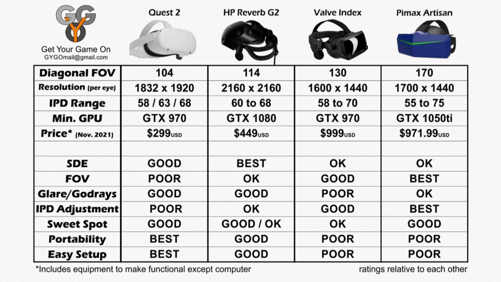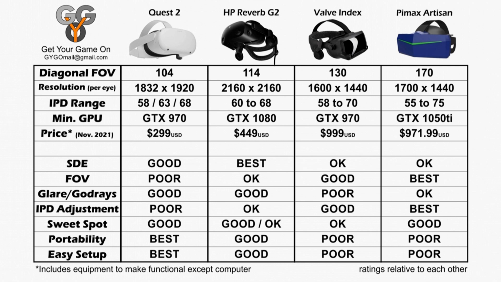And one final note on my ratings down below. These ratings are relative to each headset. It doesn't mean that if something's rated as poor, that it's poor overall. It means it's poor in relation to the other three headsets that we're looking at. So let's real quickly talk about who these headsets are for. The Quest 2 is for the user that's new to VR and doesn't have a computer or has a very low-performing computer, or somebody that wants the ability to play wireless VR if they're willing to put the extra effort in to get that to work.